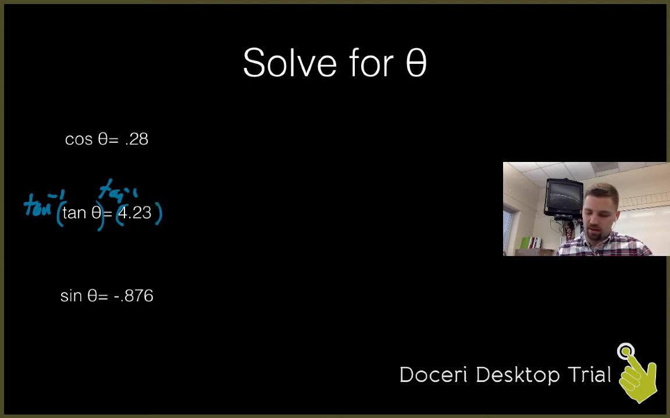If you put this in your calculator, inverse tan of 4.23, you get that theta is equal to 76.7 degrees. So this one we didn't have a picture, but anytime you're trying to find a missing angle and you have a right triangle, you can use the inverse trig functions to do that.